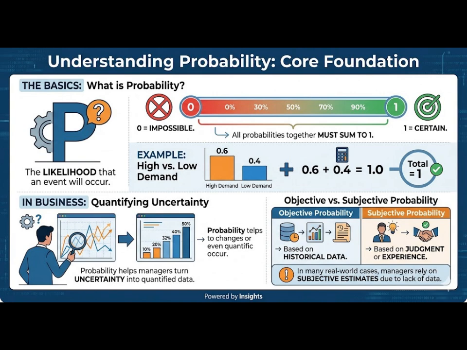Now, what is the difference between objective and subjective probability? So, objective probability is based on historical data, and subjective probability is based simply on opinions, judgment, or experience. In many real world cases, managers rely on subjective estimates primarily due to lack of data.